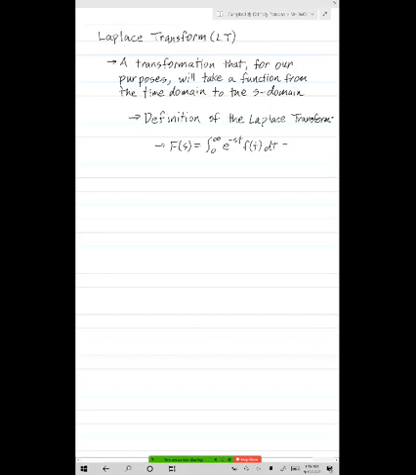Now, another way that we can represent this is usually using a script L, and then we can say that the Laplace transformation is being performed on this function of time. And so that's another way that we can write it, just to explicitly bring in this idea that this capital F of S is associated with the Laplace transformation. So let's go ahead and capture some of that.